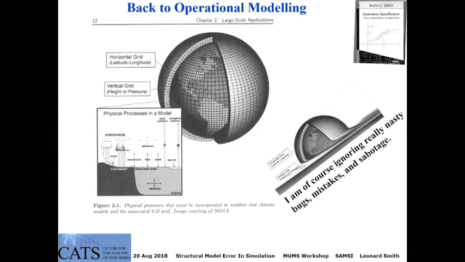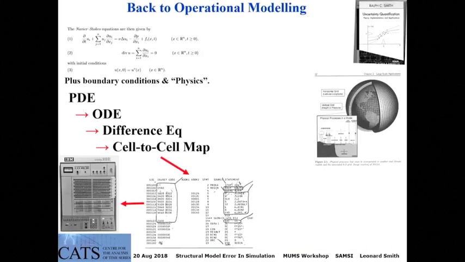So if something really horrible happens, bugs, mistakes, sabotage, which are huge ones for cybersecurity, I'm ignoring those for the moment, and I'm just going to ask whether or not we can actually quantify the uncertainty using this model. My argument at the end is going to be we can't. We have to come out of model land in order to quantify the uncertainty of this model. As long as we're working inside model land, we can't get there.